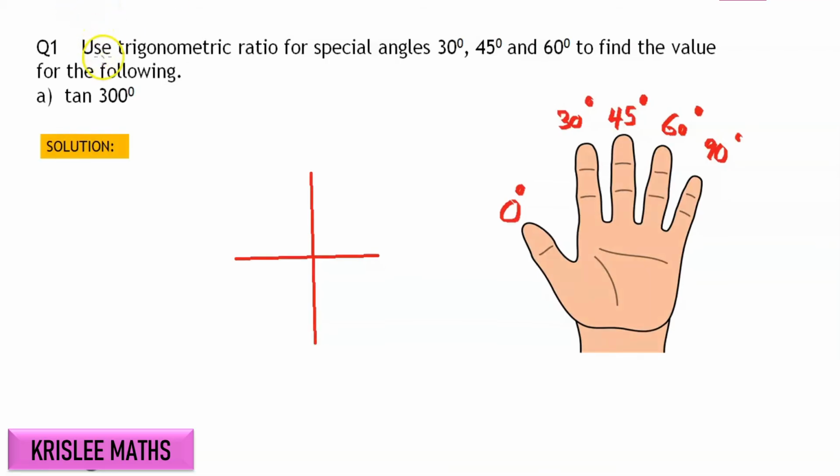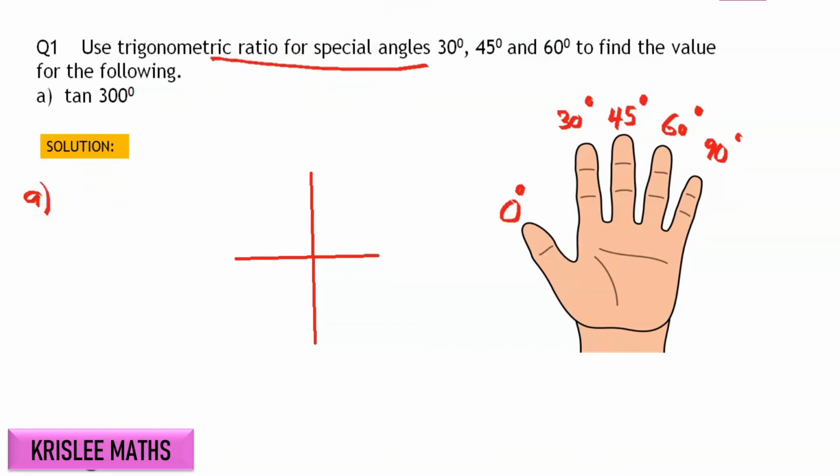Question 1. Use trigonometric ratio for special angles 30 degree, 45 and 60 to find the value for the following. Here you cannot use a calculator. You have to use the trigonometric ratio for special angles to complete this question.